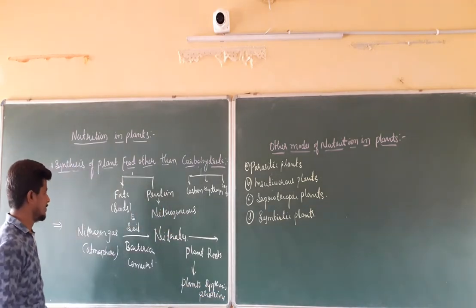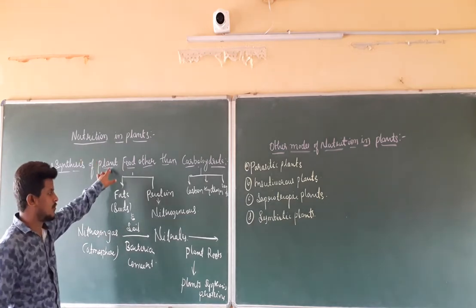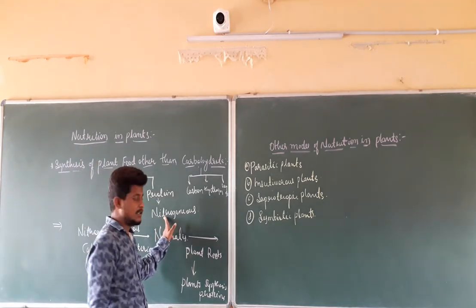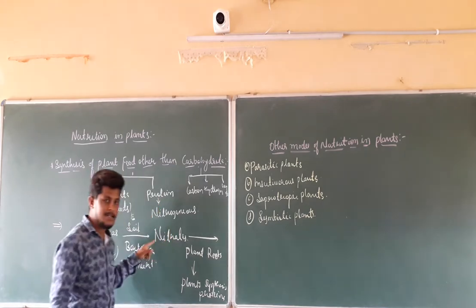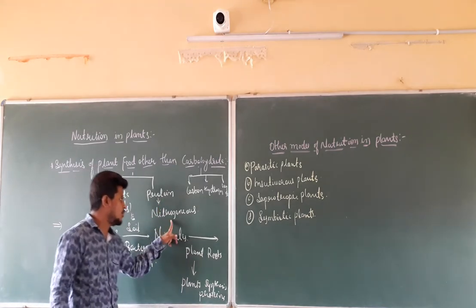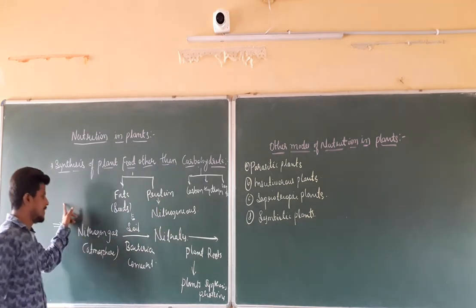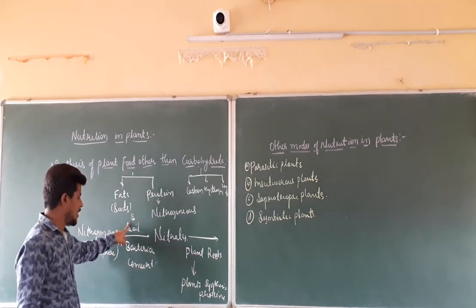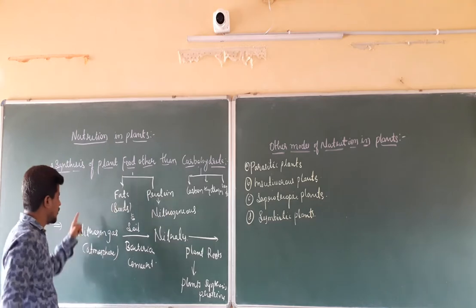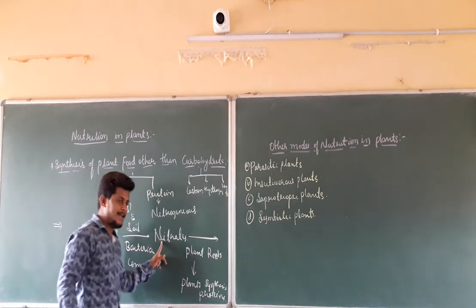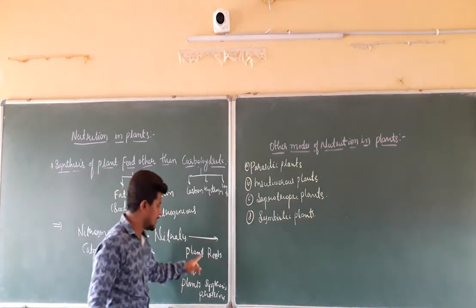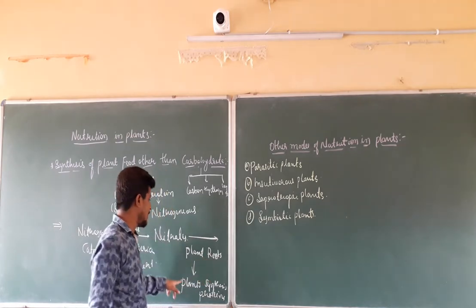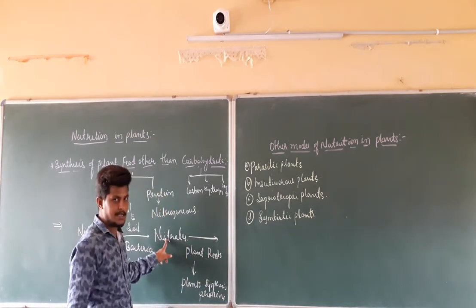I hope this is clear. Plants do not take nitrogen directly. Nitrogen should be converted into nitrates. How is it converted? Nitrogen present in the atmosphere, from the soil, the bacteria present in the soil convert the nitrogen into nitrates. Those nitrates are absorbed by the plant roots.